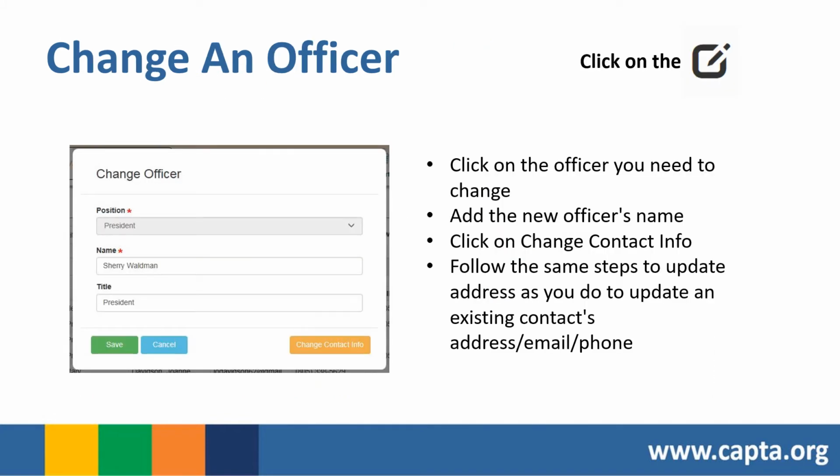If for some reason you have to change an officer mid-year, you'll be clicking on the square with the pencil in it. You'll be changing the name in the correct field where it says name, and then click on Change Contact Info. Include as much information as possible, especially emails and phone numbers. Again, make sure that the correct email for how they want to be contacted is included in the Change Contact Info fields. Click Save and the roster will update.